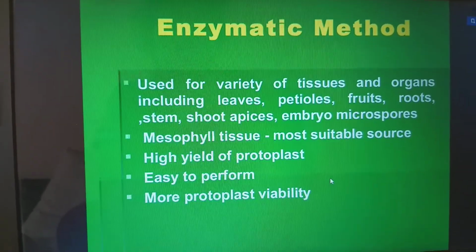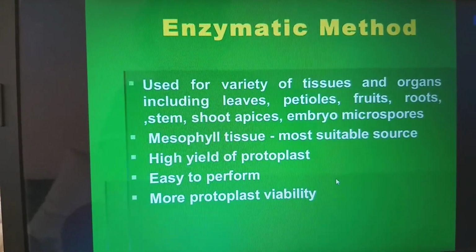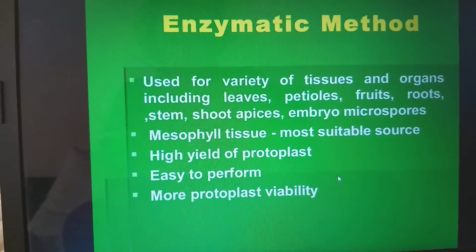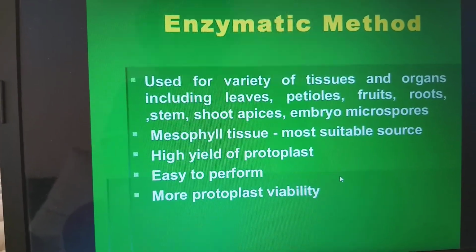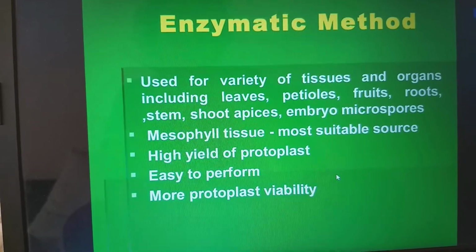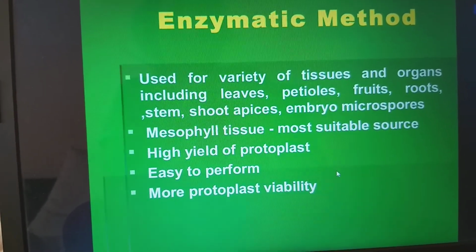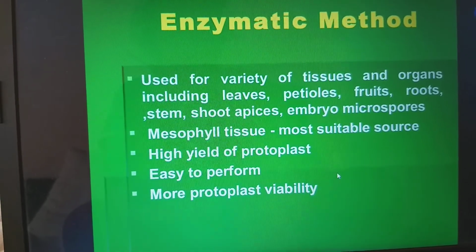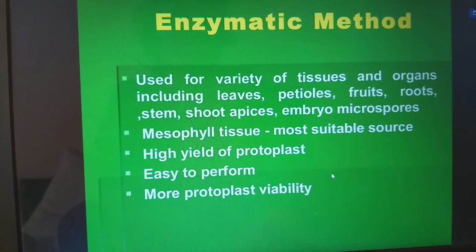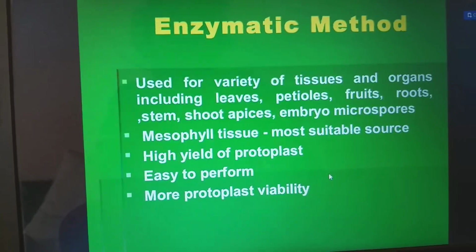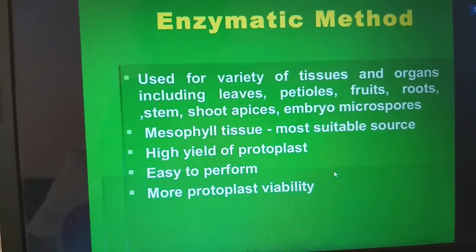It is used for a variety of tissues and organs, including leaves, petioles, fruits, roots, stem, shoot apex, embryo, microspores, etc. The mesophyll tissue is the most suitable source. It gives high yield of protoplast, is easy to perform, and gives more protoplast viability. So this is the advantage over the mechanical method. The enzymatic method is highly advantageous.